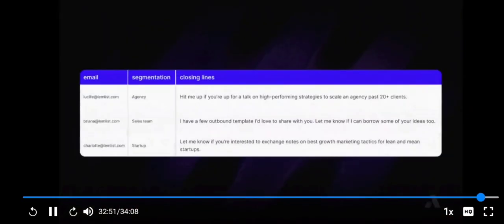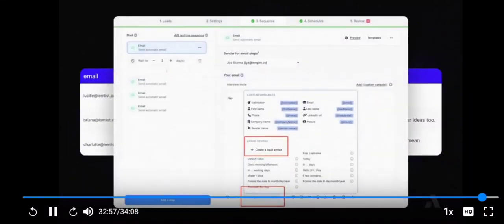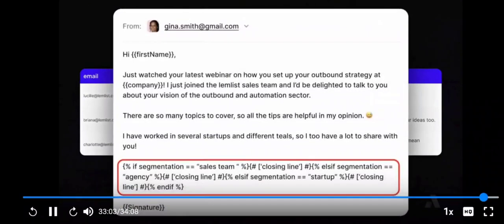Here's how you can do it too. Add a segmentation column to your CSV file, just like this one, then write different closing lines for each segment. Then go on Lemlist, create an email and click on Add a custom variable, and then choose Add Liquid Syntax. The liquid syntax will then separate different segments automatically like this. But Kevin will show you how to work with liquid syntax based on the prospect's job title, the language they speak, and the time your email is sent in a demo of Lemlist a bit later.